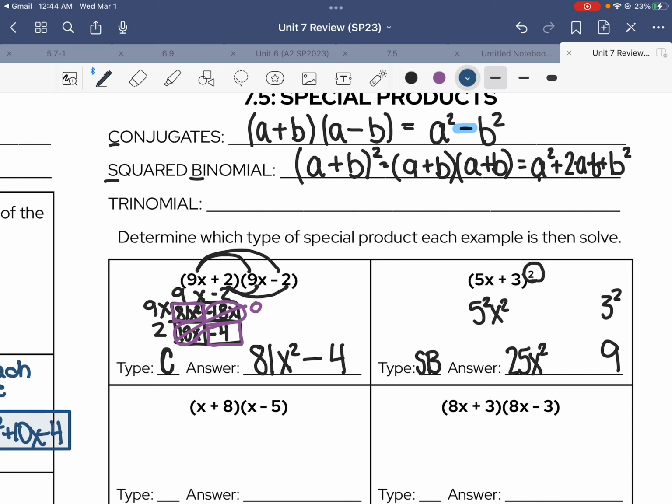The part that's a little tricky about this one is you have to multiply them together and double it. So this would be 2 times 5x times 3. Well, 2 times 5 is 10, and 10 times 3 is 30. Just make sure you keep the x with it.